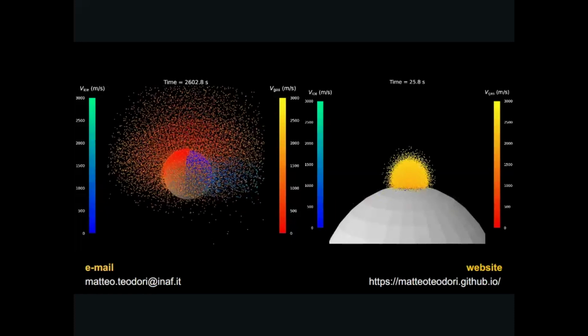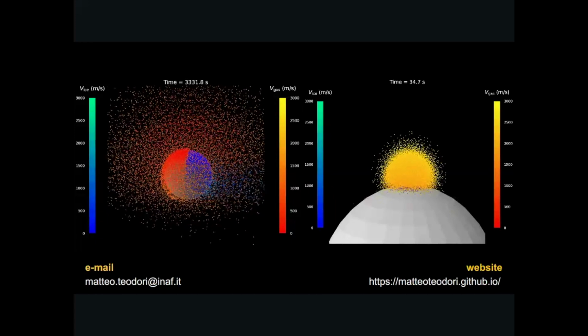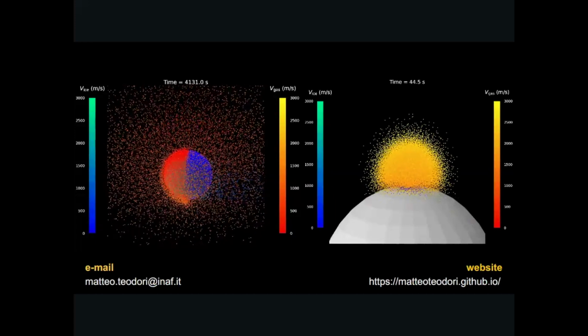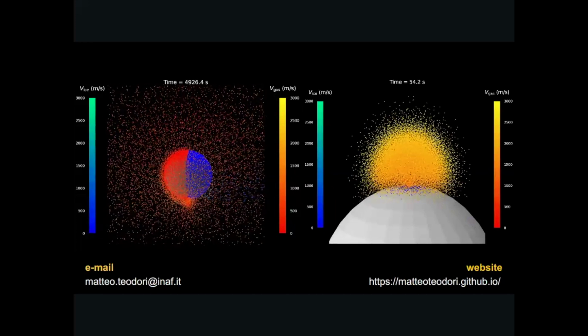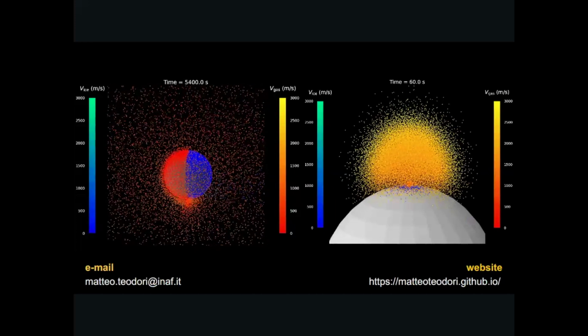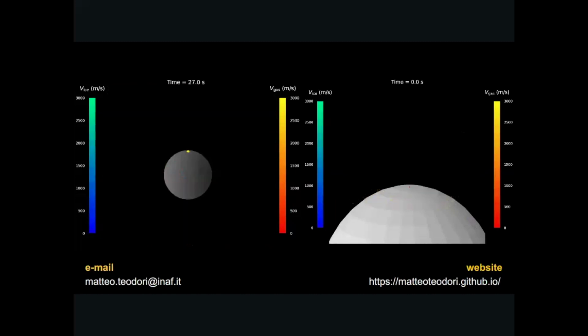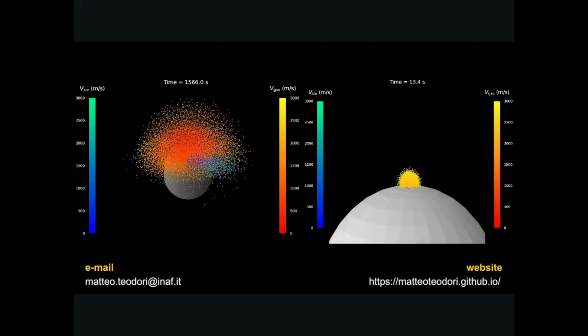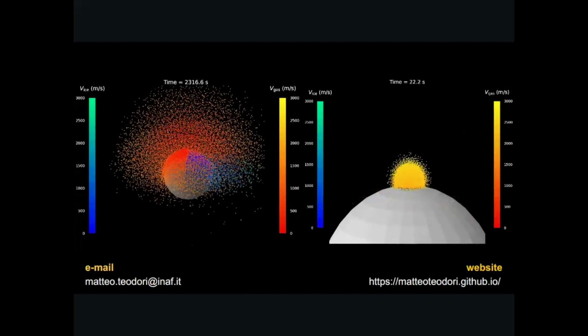Matteo, did you consider also making some more complex geometry, for example, making the body rotating while you have the emission?